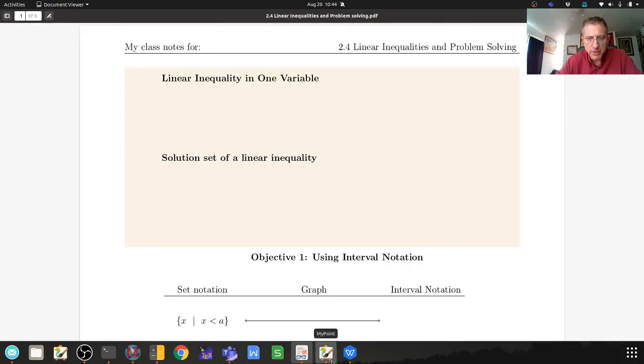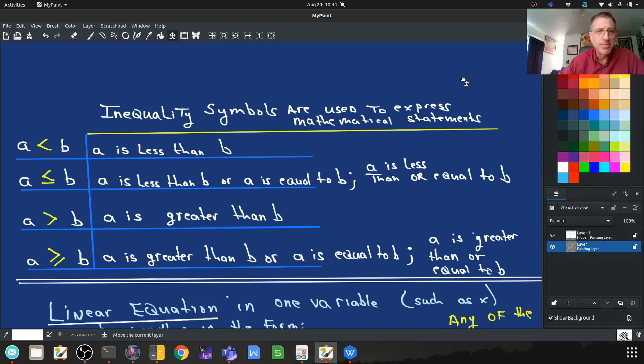So actually, let me first just introduce you to some symbols that denote linear inequalities. So these in yellow are symbols, and of course A and B are any two real numbers. So inequality symbols are used to express mathematical statements, and statements can be either true or false. For example, if I say today is December 25th, that's a statement that actually happens to be false. But if I were to say today is August 20th, that statement actually happens to be true because the day indeed is August 20th.